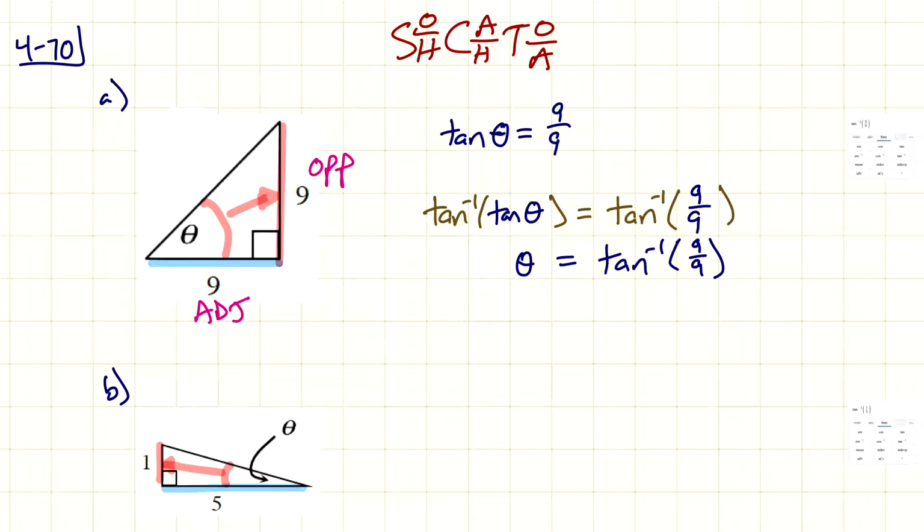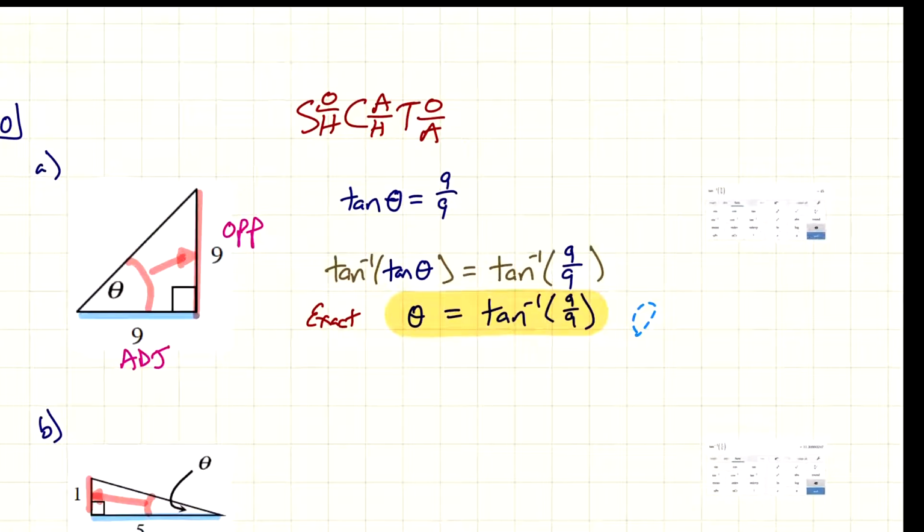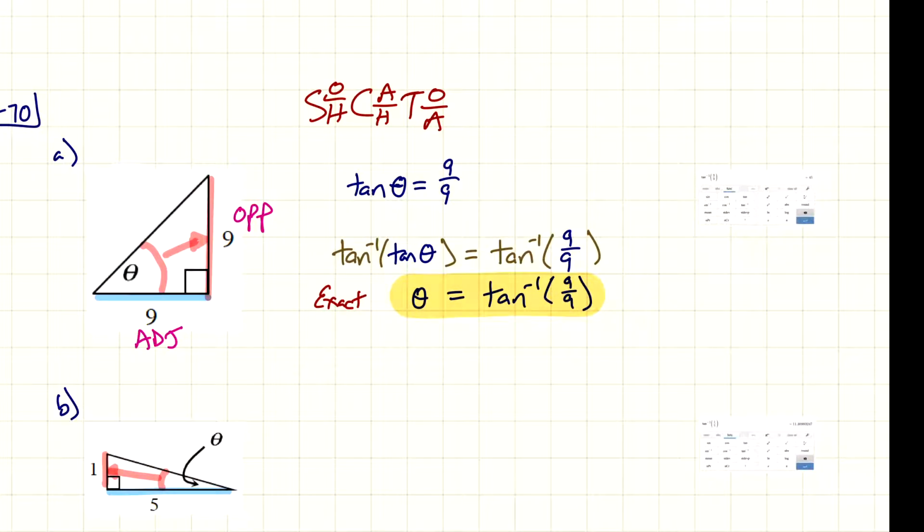And even though 9 over 9 reduces, it's actually better if you leave it like that. No need to do any extra work. This would be our exact answer. So this would be exact. And if I want to put this in a calculator to approximate it, then I think I already have this. Let's see if this works.